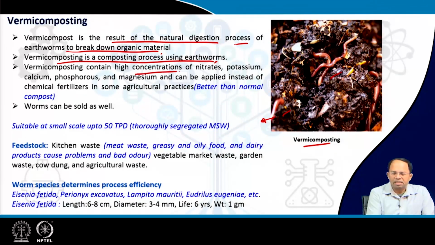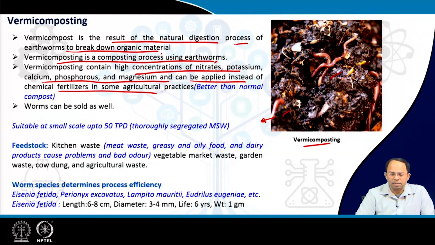This contains high concentration of nitrates, potassium, calcium, phosphorus and magnesium, and can be applied instead of chemical fertilizers in some agricultural practices. So it's definitely better than normal compost, and it's almost comparable to chemical fertilizer because we have much higher concentration of these nutrients. The worms can also be sold. Once the process is over, you can sell the worms as feed for fishes. And this is suitable for scale up to 50 tons per day.